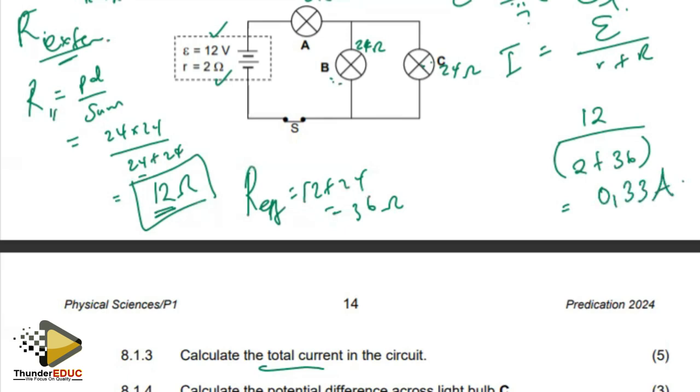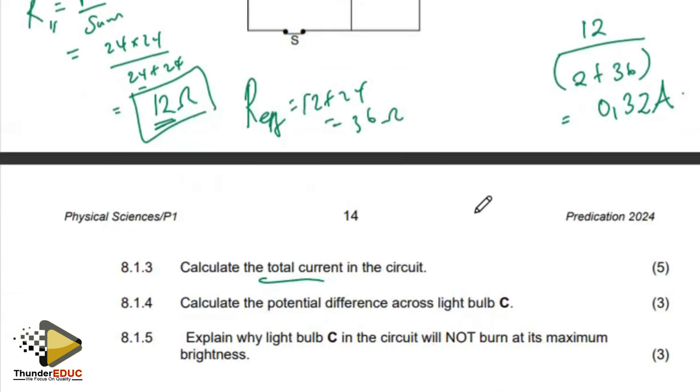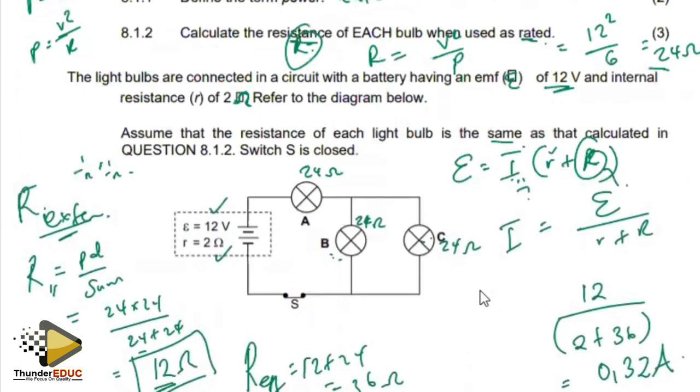That's fine. Let's keep it that way. There's nothing to do. So 12 over 38. No, man. That's my calculator. Because when I punch it back, I'm getting 0.315. So it's 2. Okay, we keep it that way. Then we have our current here at 0.32 amps. Then calculate the potential difference across C.